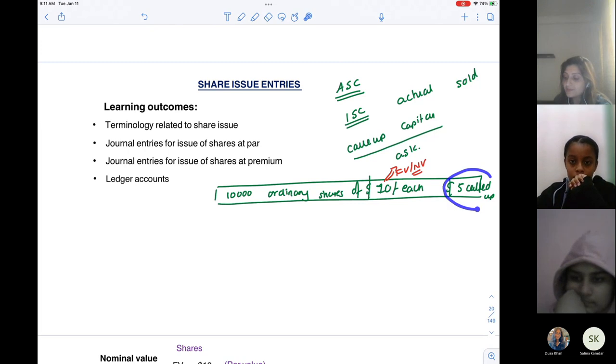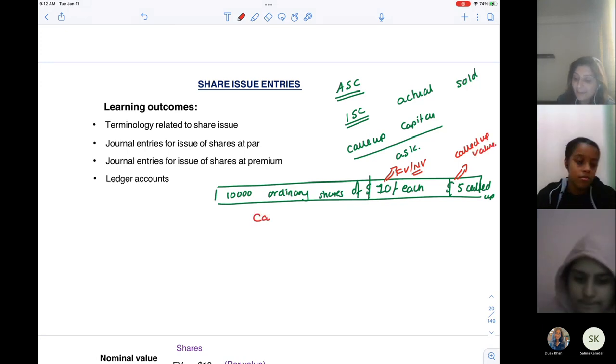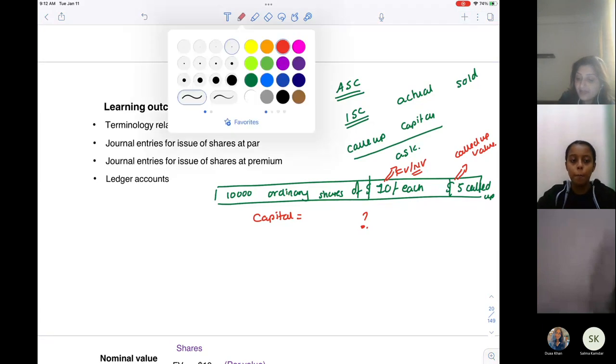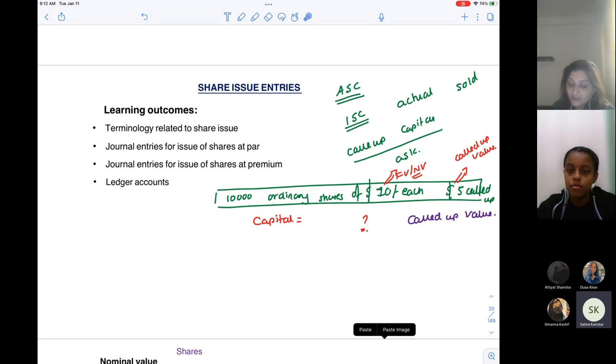Okay, what is this term called as? Called up value. Now tell me, what will be the capital? Capital will be the face value, or it will be the called up value? The called up value. It does not matter whether you received the entire $5 or not. What is your capital is the called up value. Okay, fine. Called up capital done.